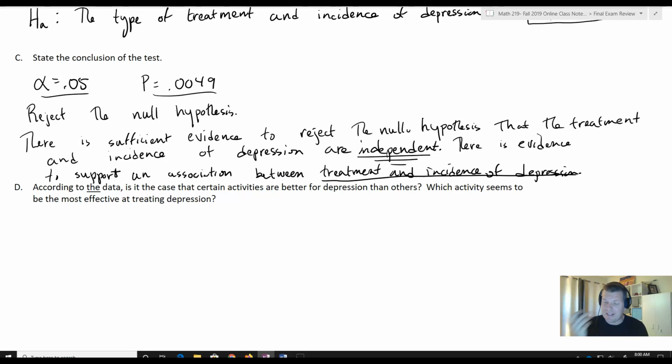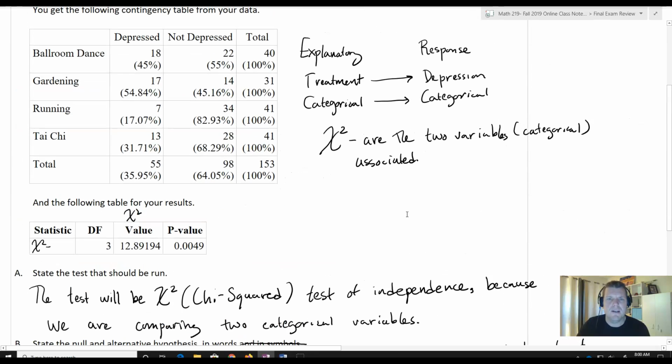Okay, great. So now that that's stated, according to the data, is it the case that certain activities are better for depression than others? Which activities seem to be most effective at treating depression? Well, the answer is yes. Because I rejected the null hypothesis and found that the two variables were in fact dependent, that tells me that one of the treatments is better or more effective, or categorically it could be in fact that they are less effective than the others at treating depression. But in fact, in this case, it's one is much more effective than others, and that's running on a regular basis. And you can see that because we have 82.93% of those given the treatment were not depressed, which is much higher than the not depressed group in the other categories. Conversely, you could go over here to the depressed category and say, well, there's a much smaller incidence of depression for the running group than all the other groups.